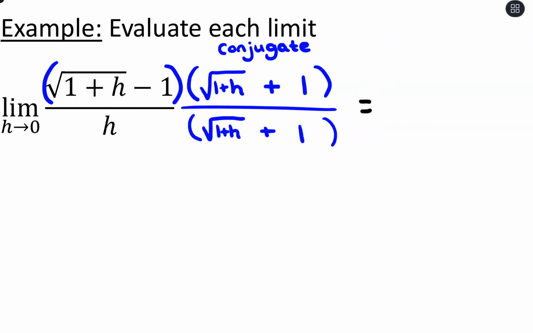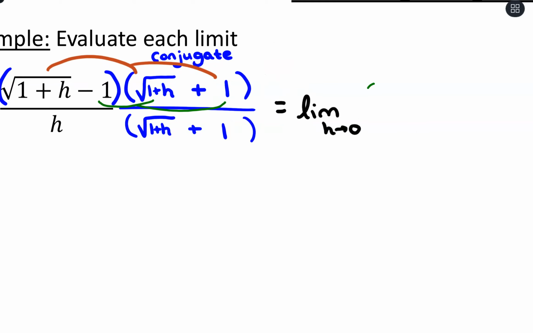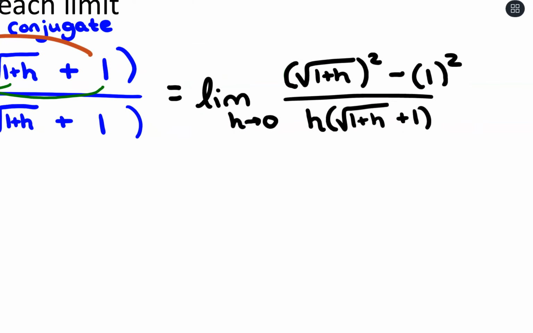So when we do that, I'm still evaluating the limit as h approaches 0. We haven't evaluated the limit yet. But when we start foiling here, what should happen is we'd get the difference of squares out. So essentially, we're going to have the square root of 1 plus h, that being squared, minus 1 being squared. And then in the denominator, we're just going to have h times root 1 plus h plus 1 multiplying together. I'm going to go ahead and leave them separated like that.